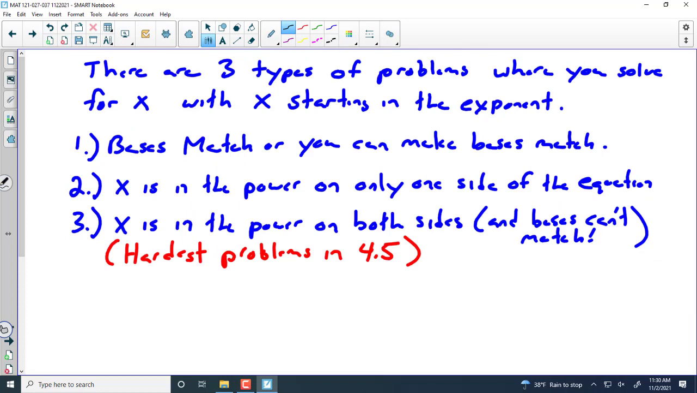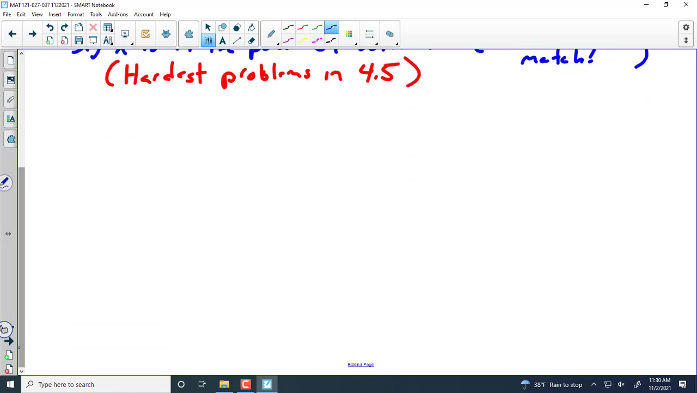There are three types of problems where you solve for x with x starting in the exponent. The first kind we saw a few days ago, it's when you have the bases match or you can make the bases match. That one does not require any logarithms at all. That one's pretty cool. The second one is x is in the power on only one side of the equation. And the third type is x is in the power on both sides and the bases can't match. And those, I think, are the hardest ones. Let's take a look at examples 2 and 3 again before we move on.